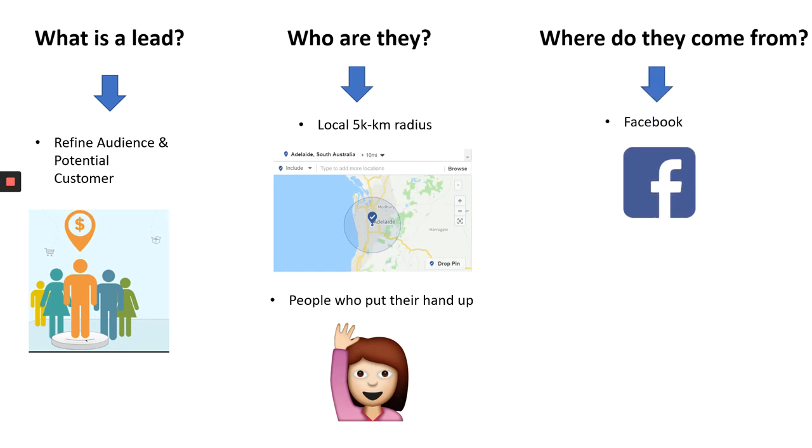And where do they come from? The majority come from Facebook, because Facebook has 2.4 billion active users every month. And for Australia, pretty much everyone is using Facebook.